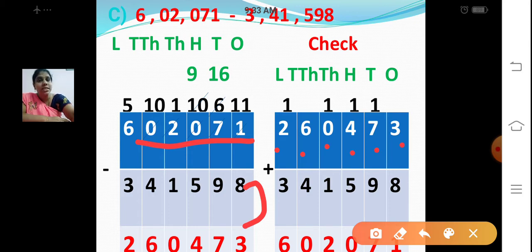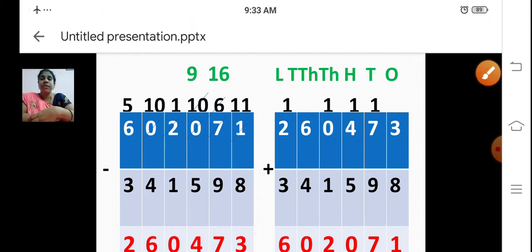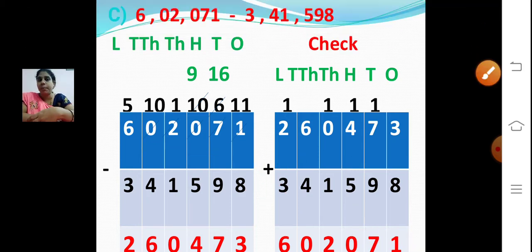60,473 plus, you're going to add, so plus 3 lakh 41,598. Shall we add these two numbers now? Yes. So now we have to add the ones place, right? So 3 plus 8. 3 in the mind, 8 in the finger. After 3, 4, 5, 6, 7, 8, 9, 10, 11. 11 is a 2-digit number. So what will you do?